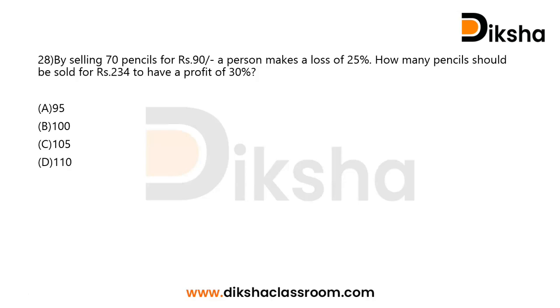Question is, by selling 70 pencils for rupees 90, a person makes a loss of 25%. How many pencils should be sold for rupees 234 to have a profit of 30%? That's the question.